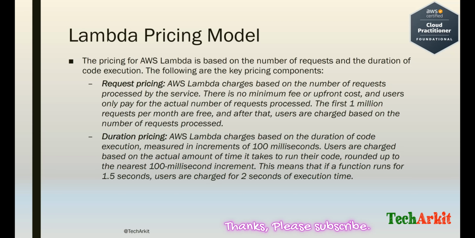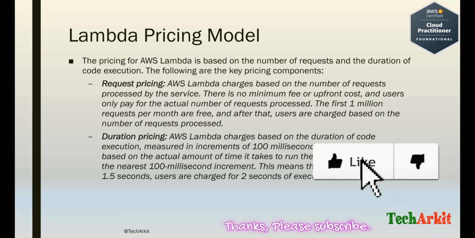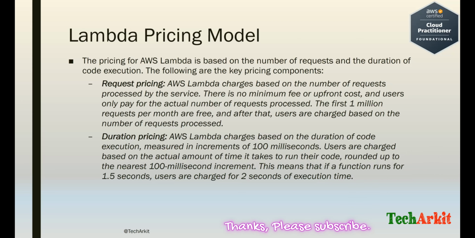Duration pricing: the duration is calculated based on the duration of code execution measured in increments of 100 milliseconds. Users are charged based on the actual amount of time it takes to run their code, rounded up to the nearest 100 millisecond increment. This means that if a function runs for 1.5 seconds, the user is charged for 2 seconds of execution time. So if 100 milliseconds is added more than that, it will be calculated as 2 seconds. So you will be charged based on that.